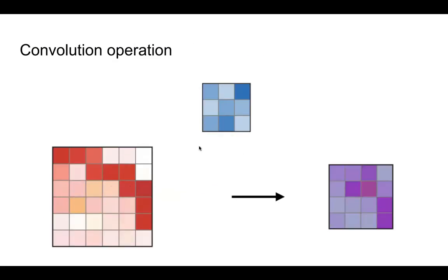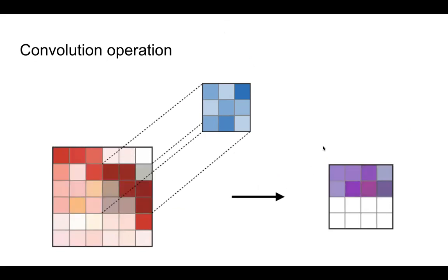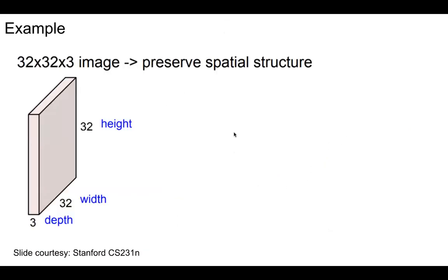So the filter size is 3 cross 3 cross 3, and the output will be a 2D one. Okay, so this is sort of an example.